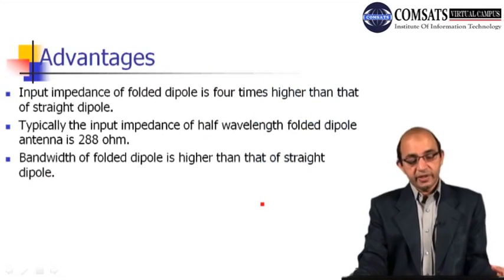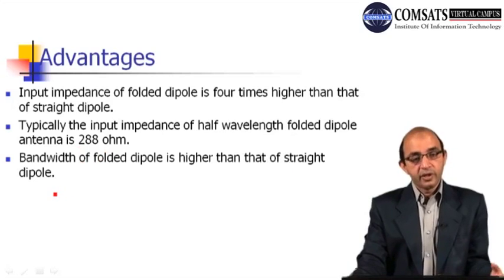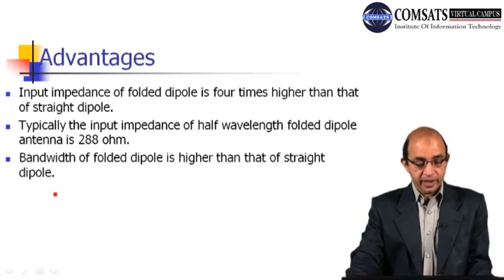So there are certain advantages. Input impedance of the folded dipole is 4 times higher than the straight dipole. Typically the input impedance of a half wavelength folded dipole antenna is 288 ohm. Bandwidth of the folded dipole is higher than that of the straight dipole. So it supports more bandwidth.